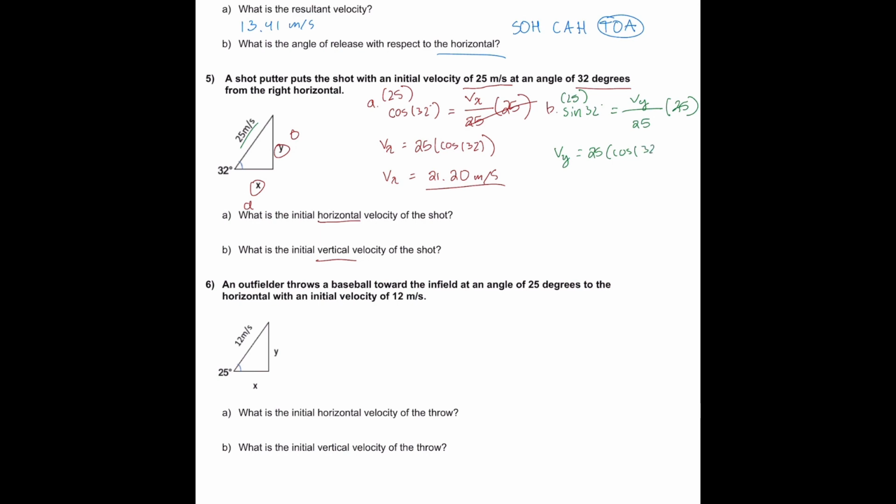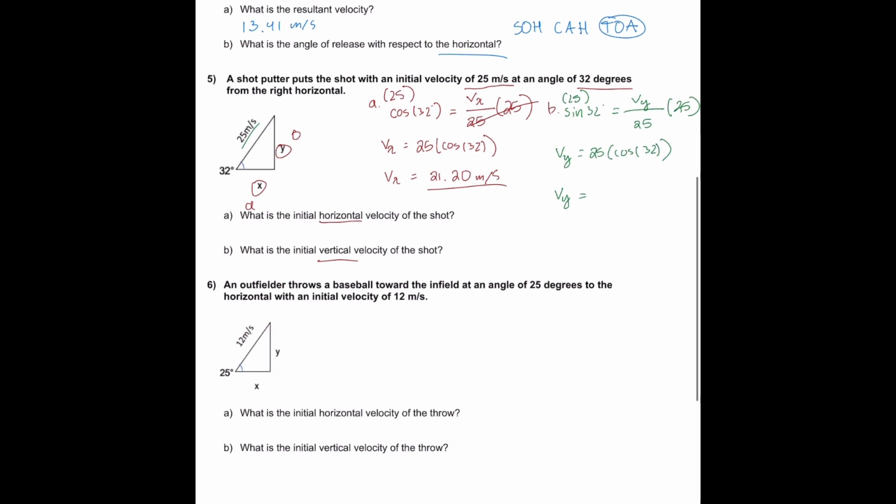Cosine 32. So once we do that, we would just multiply this. Once we get that, the vertical velocity is equivalent to 13.25 meters per second. So that would be the answer for part B. Relatively simple, kind of following what we did there.